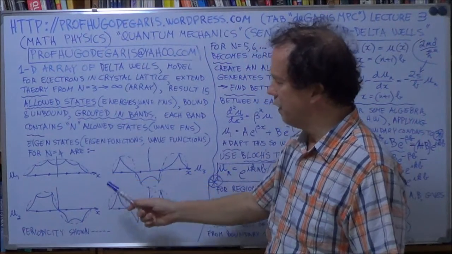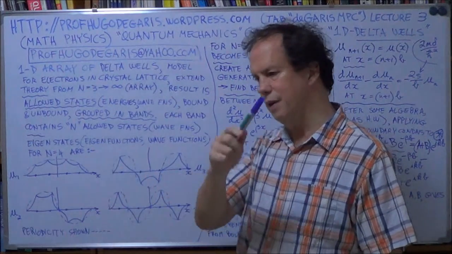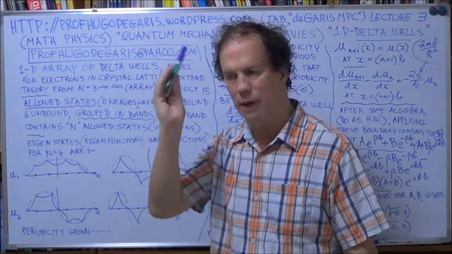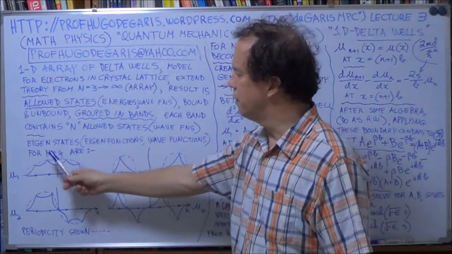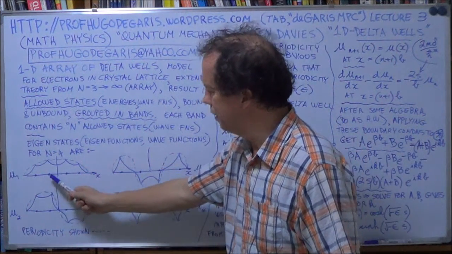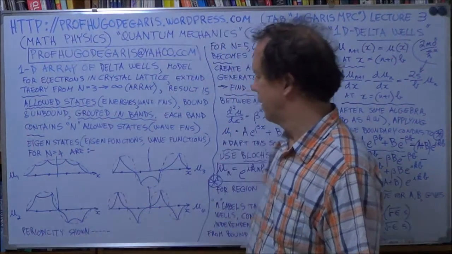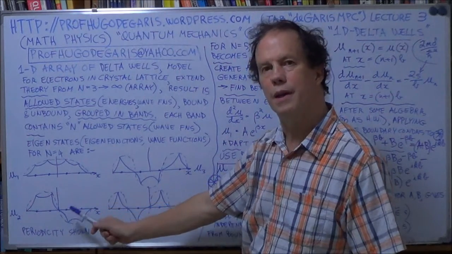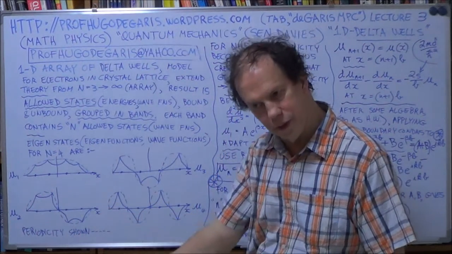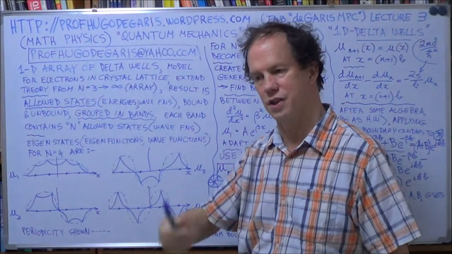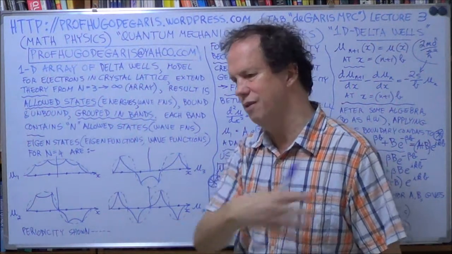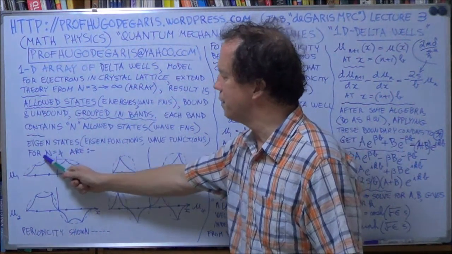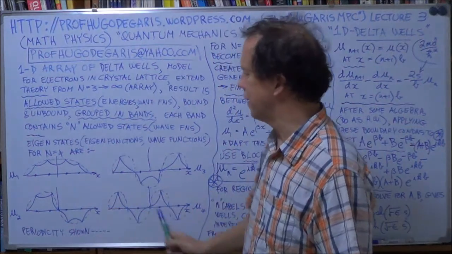Now, if you go through the same kind of analysis, the boundary conditions, continuity, normalization, and so on, for 4 wells, so here are the positions of your 4 wells, you will get 4 possible allowed states, allowed wave functions, allowed eigenfunctions, allowed eigenvalues. They're all one-to-one. So with 4 wells, n is 4, you get 4 possible states.